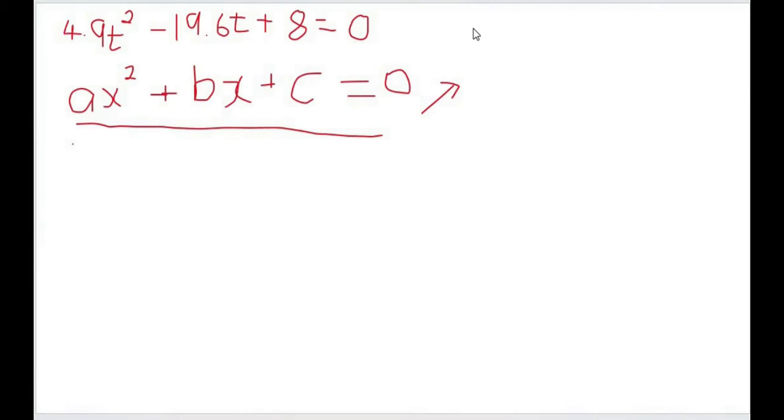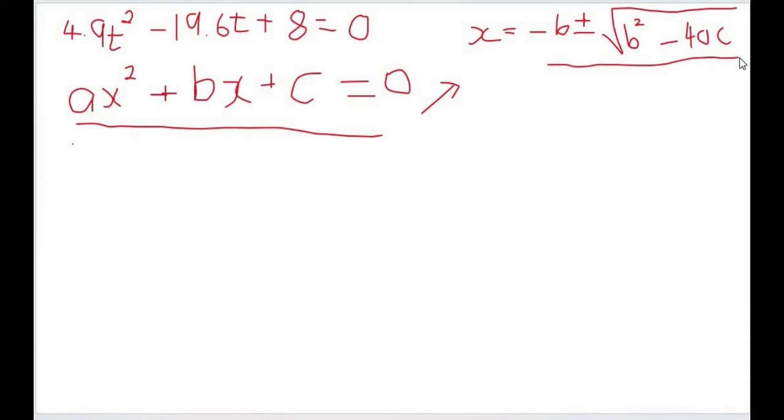So we would say x equals minus b plus or minus the square root of b squared minus 4ac, and all of it is divided by 2a. So that's a there, right?